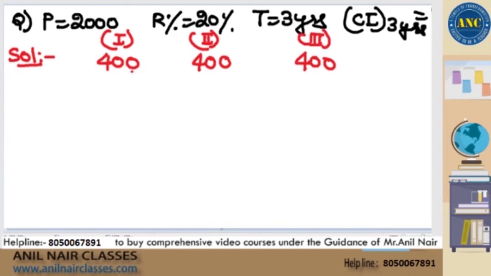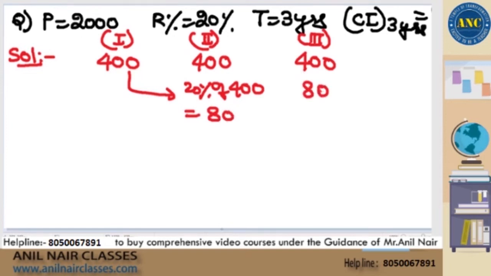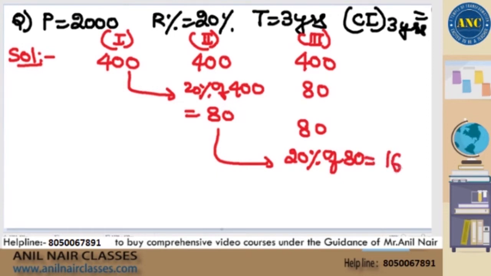Second year there will be an interest on this interest. 20% of 400 is 1 by 5 into 400, 80. Third year, first year interest is 80. Second year interest is 80. Right? And third year is interest on interest. So it is nothing but 20% of 80. 1 by 5 into 80, it is 16.